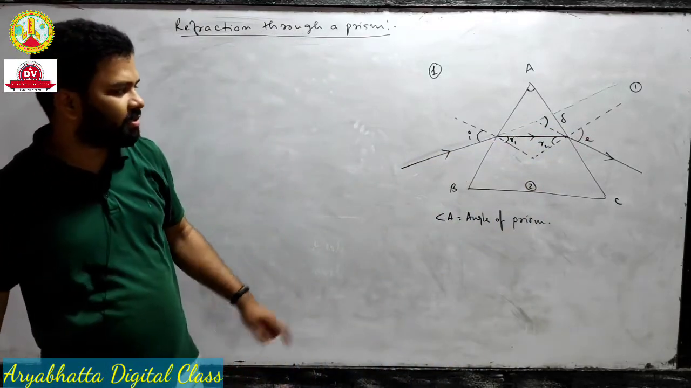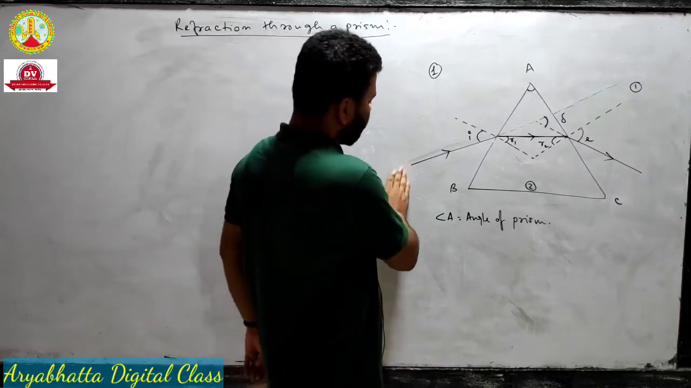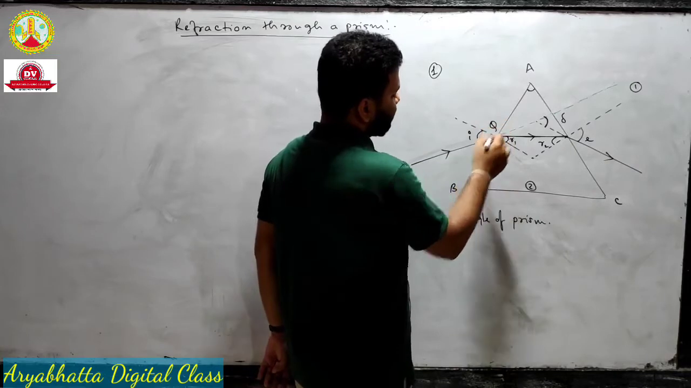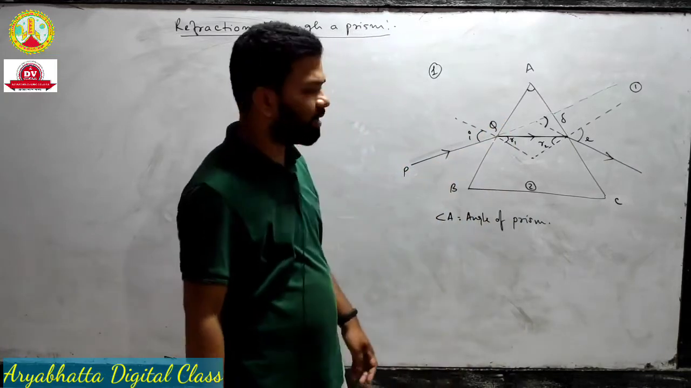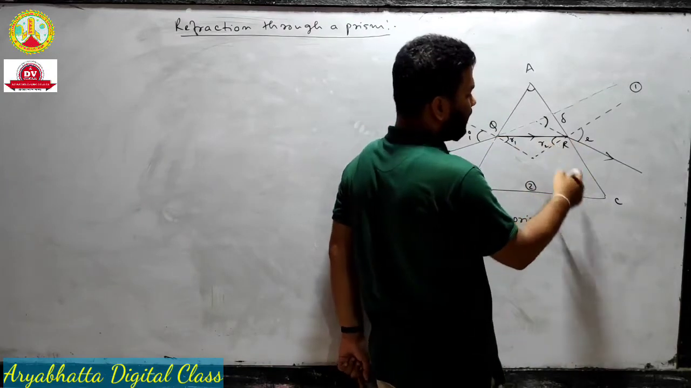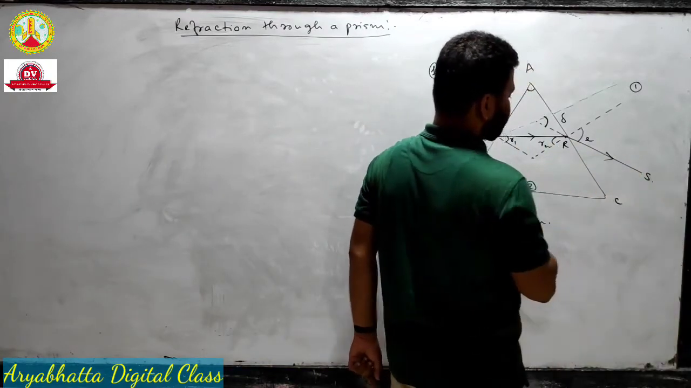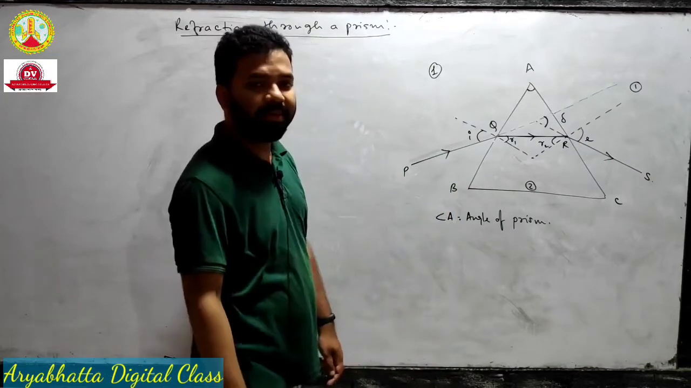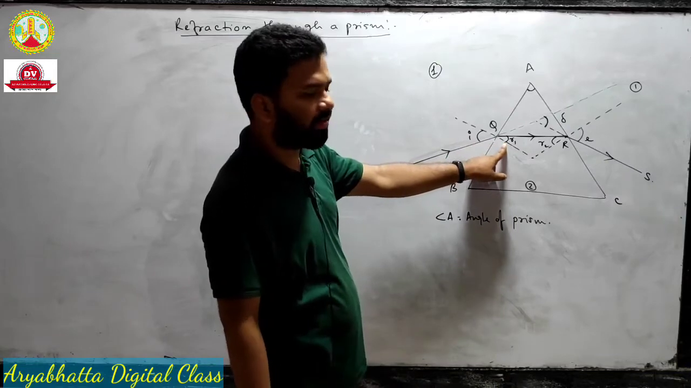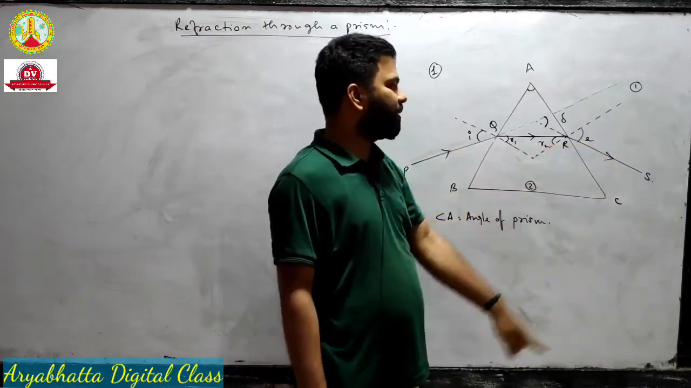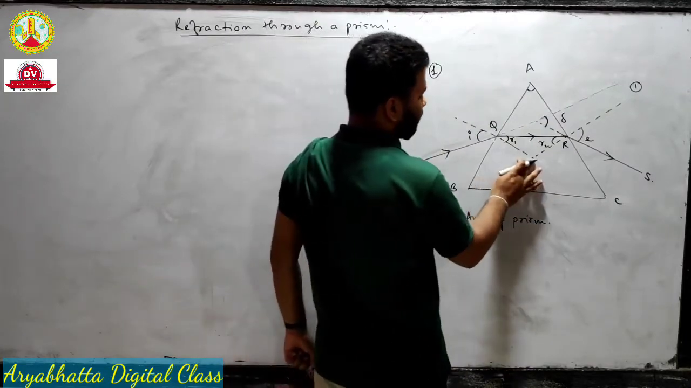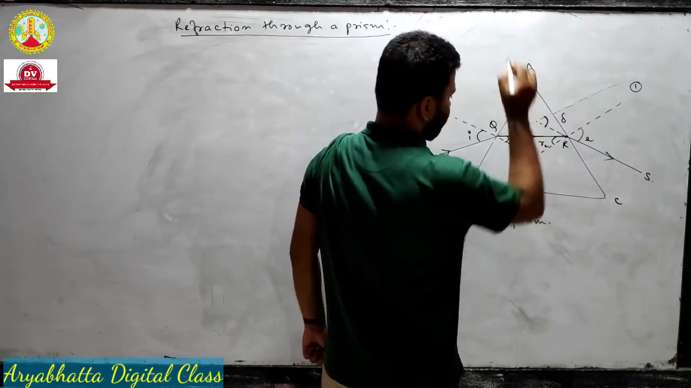Let us try to name these rays. This is P. This one is Q. So PQ is the incident ray. This point is capital R. So QR is the refracted ray. This point is capital S. So RS is the emergent ray. I is the angle of incidence, R1 the angle of refraction, E the angle of emergence, delta the angle of deviation. This point is O.